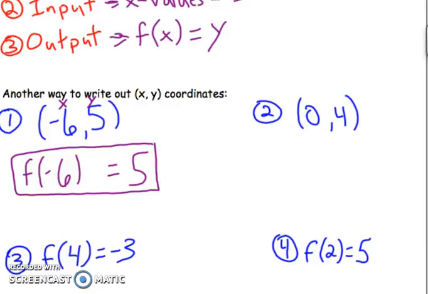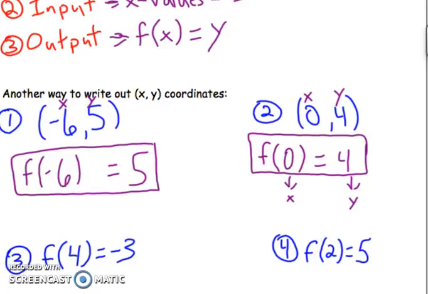Number 2, the same thing. 0 is my x value, 4 is my y value. This is a coordinate point, so on a graph I could plot 0, 4, but another way you're going to see a lot in this semester is that if it was written f of 0 equals 4, you need to know that this is the x value or the input and this is the y value or the output.